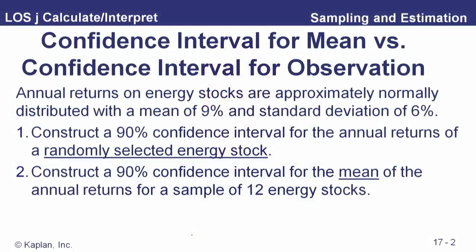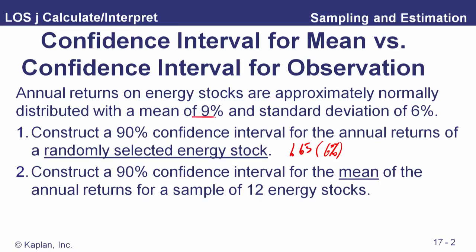So let's contrast those two ideas, because I know this is something I get a lot of questions about over the course of a term. Let's say the annual returns on energy stocks are approximately normally distributed. They have a mean of 9% and a standard deviation of 6%. Now our first task here, construct a 90% confidence interval for the annual returns of a randomly selected energy stock. Well, 90%, our reliability factor is what? It's 1.65. And it's a single observation, so we're going to use the standard deviation of 6%.